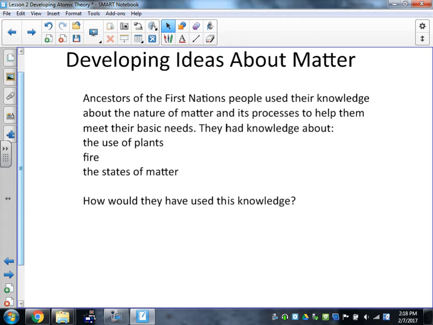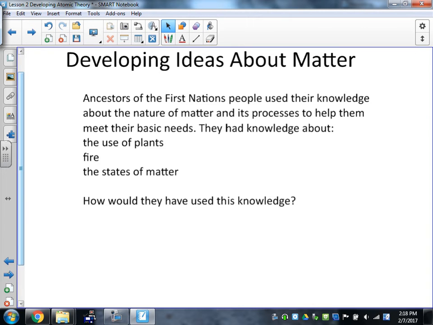Making medicine, sure, from plants usually, yes. What about fire? Obviously to cook food, yeah, sure. And states of matter, right? Melting water, for example, if it was ice or whatever, into liquids, okay?